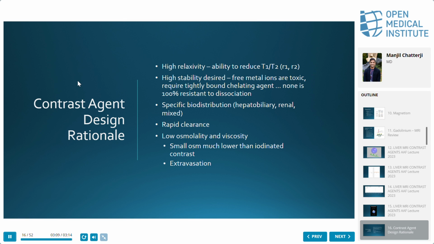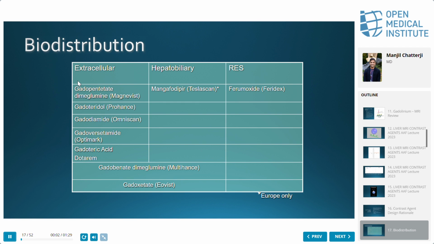And finally, when it extravasates, if you inject somebody and it happens to go into the soft tissues, it has to be safe. So let's look at the biodistribution of different contrast agents. They can be extracellular, they can be hepatobiliary, or they can involve the reticular endothelial cells. In terms of extracellular contrast agents, these are the ones that we're most used to dealing with. I use brand names, which I don't like to do, but I can't pronounce a lot of these easily.